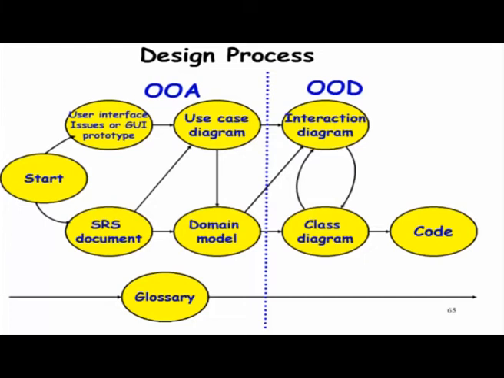And then we take the GUI prototype and the SRS document. Based on this, we develop the use case diagram. And once we have done the use case diagram, based on the SRS document and the use case diagram, we will get the domain model. The domain model is the initial class structure based on examining the problem description. The class structure that is obvious from the problem description, we call the domain model. And then we look at the use case diagram and the domain model and get the interaction diagrams.